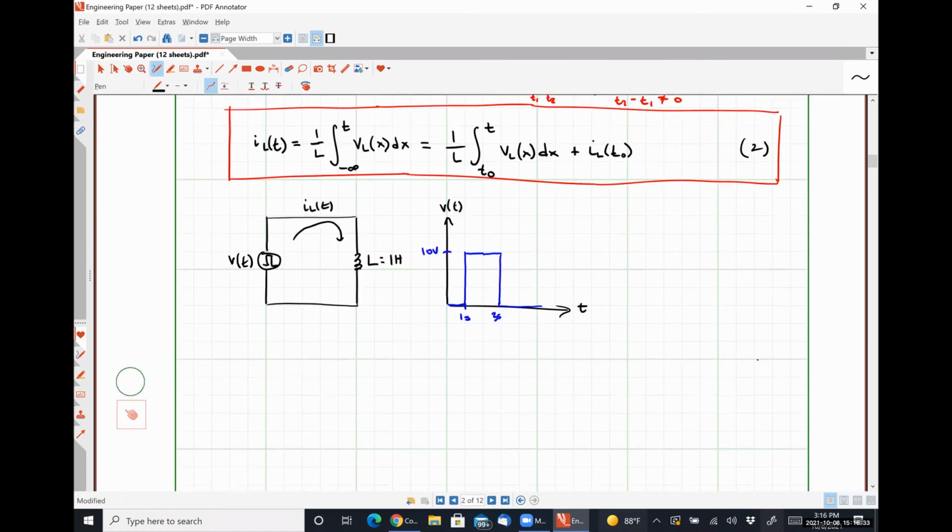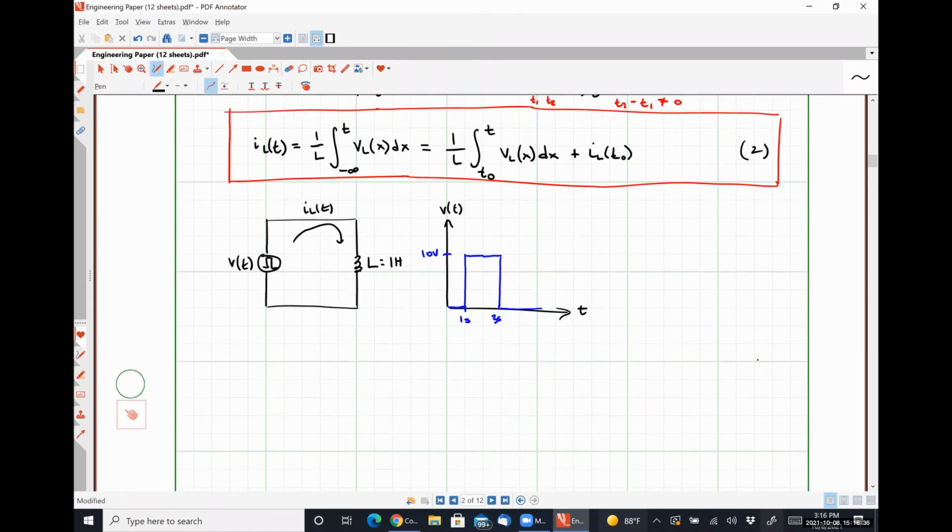So if we assume, and I'll write this down, IL at 0 is equal to 0 amps. I want to figure out what the current flowing through this inductor is doing as a function of time for all t greater than 0. All right, so let's walk our way through this.